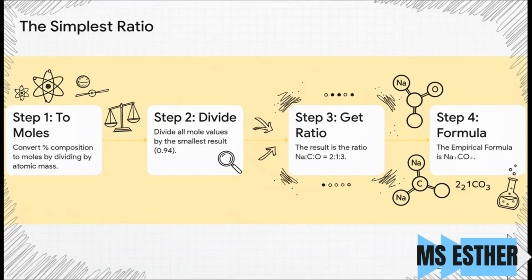Now, chemists use a unit for this called the mole. Don't let the word scare you. Just think of it like a chemist's dozen. It's just a standard amount for counting something unimaginably tiny, like an atom. To get the mole ratio, we just divide each percentage by its atomic mass.